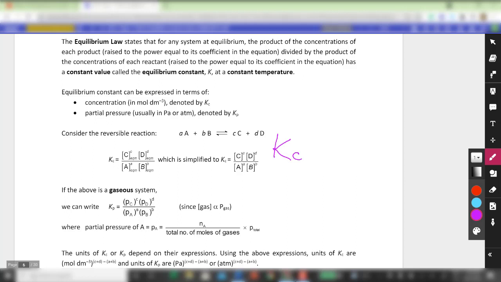So the Kc is equal to the concentration of the products multiplied with one another, raised to the respective power. In this case, the respective power is the stoichiometric coefficient, so it's C and D, divided by the concentration of A and B raised to their appropriate power. In this case, A and B.